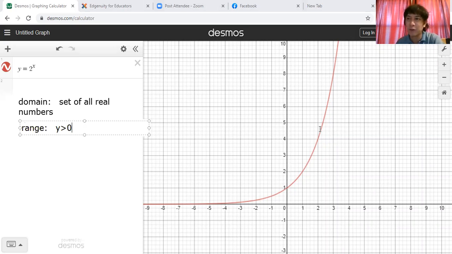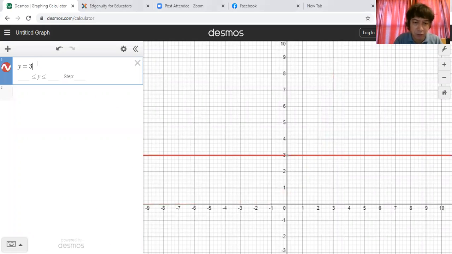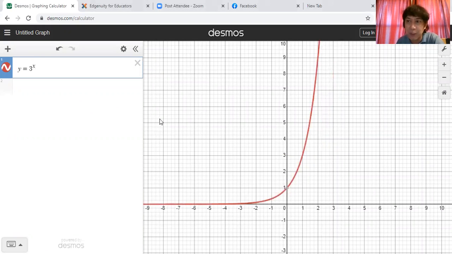Now, let's try to change the base for another example. Let's make this 3. Say, for example, y is equal to 3 raised to the power x. We just simply change the base, but it's still higher than 1. It's positive 3.